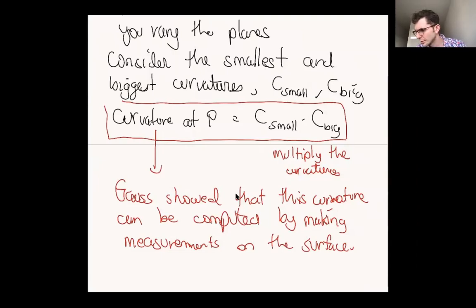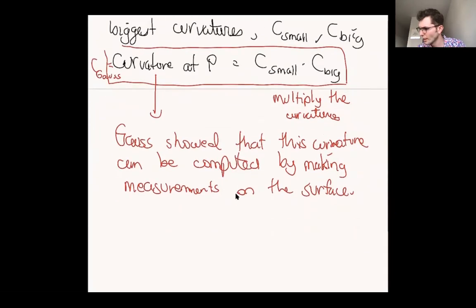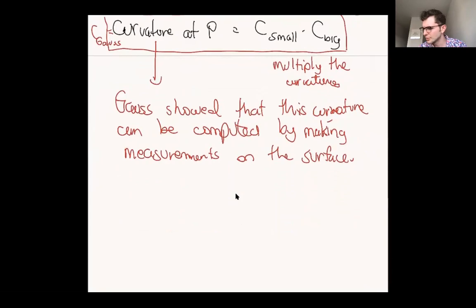Let's call this curvature C sub Gauss. This is called the intrinsic curvature, or Gaussian curvature. And the idea, for example, is that, well, let me say two quick things.